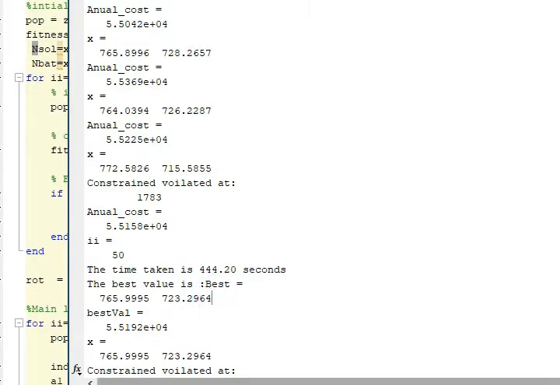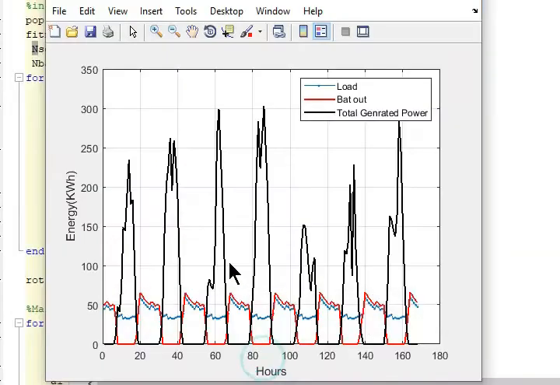So let's discuss the results of all. This is a weekly plot that shows the effectiveness of this optimized design. The bluish signal is the load. The red one is the battery discharging. And the black one is the solar energy generated. You can see that in the daytime when solar is available, the load is met by the solar PV module. At the same time, extra energy is provided to the battery bank to charge it.